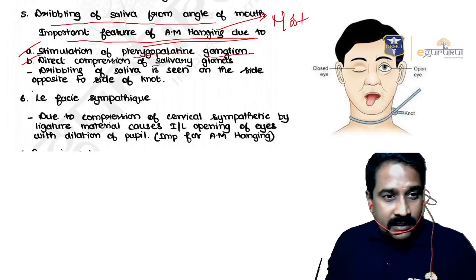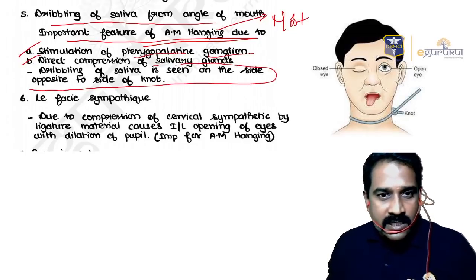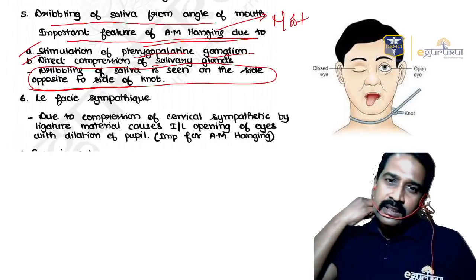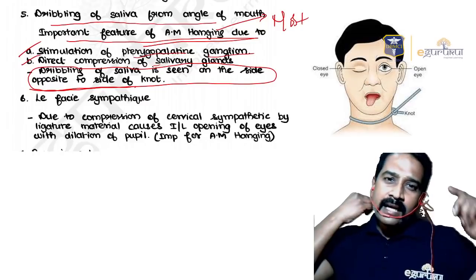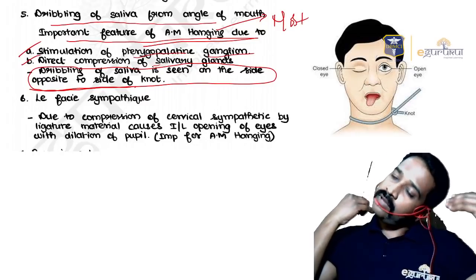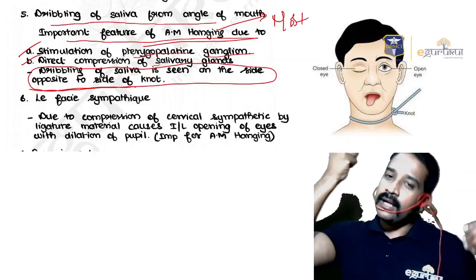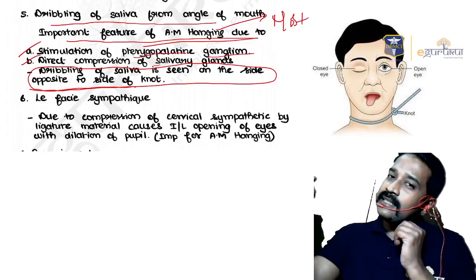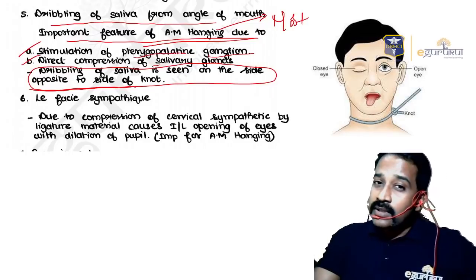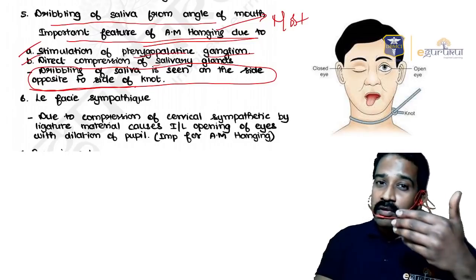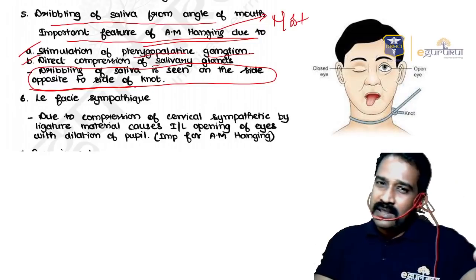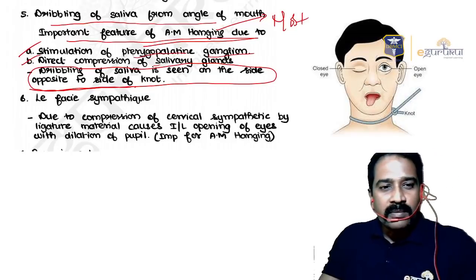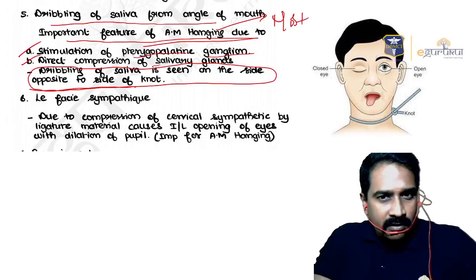And dribbling of saliva, this is again a repeated question. Dribbling of saliva is usually seen opposite to the site of the knot. For example, if the knot is on the right side, the head droops down onto the left side, like this. The knot is here, the head is drooping down. Because the head falls to the opposite side, the submandibular gland on the left side gets easily compressed by the ligature material. Thereby it produces more saliva, and just by gravity, since the head is tilted to the left, it oozes out from the left angle of the mouth. Opposite to the side of the knot.